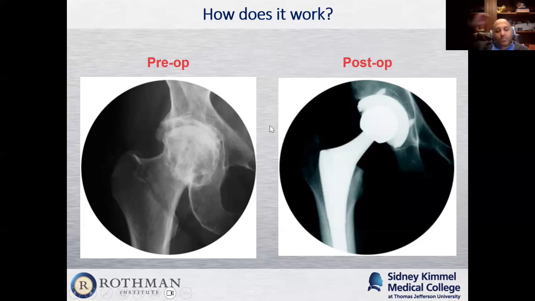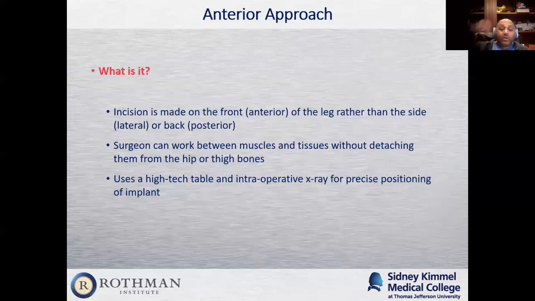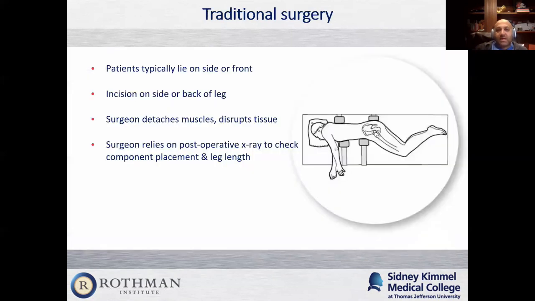So the anterior approach is not really new anymore, but it's a way to get into the hip joint from the front, whereas most hip arthroplasty incisions are on the side or the back of the body. And we do this at Capital Health. We've been doing it for over a decade now. In a traditional surgery, patients are going to be lying on their side, and the surgeon will get to the hip by going through muscle or tendon.